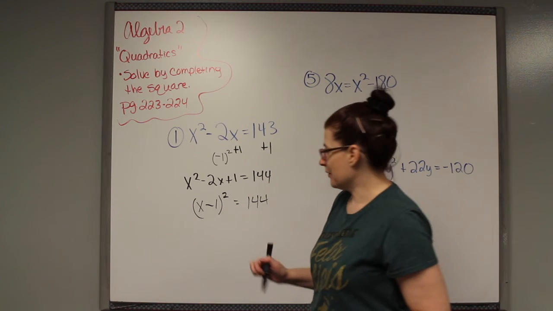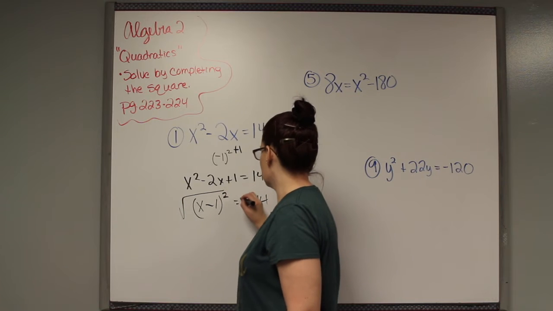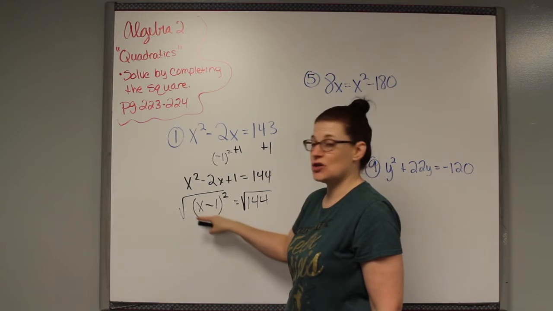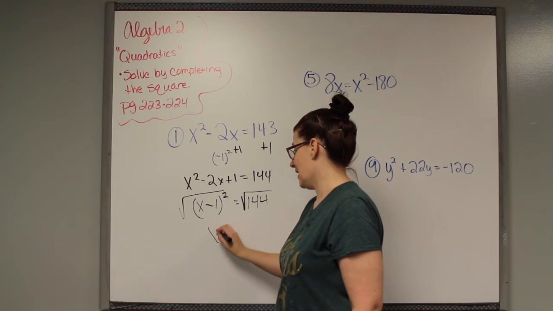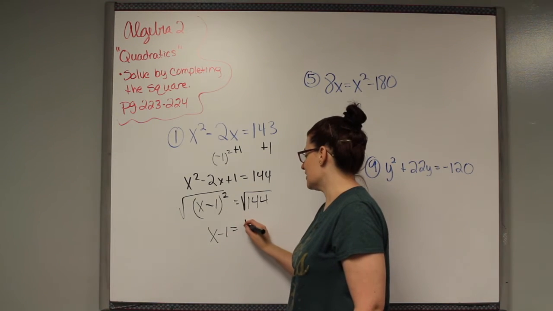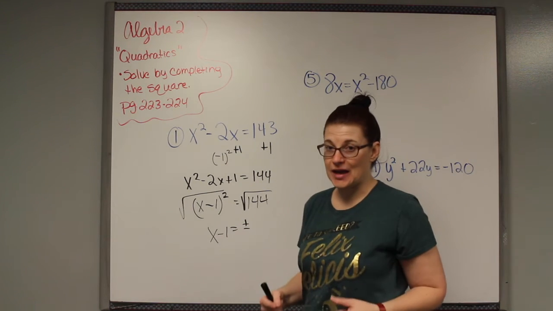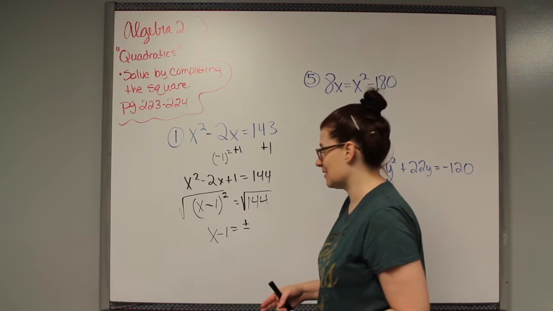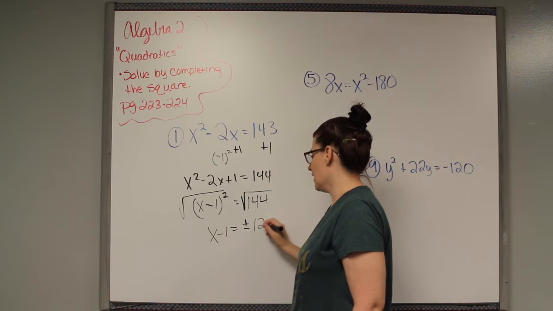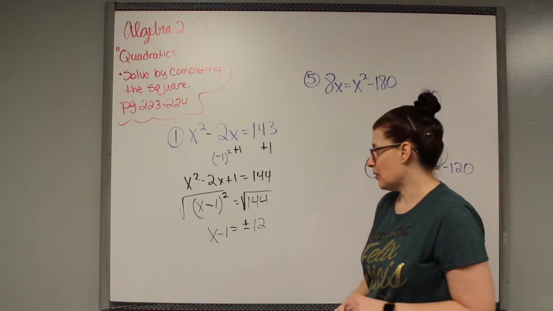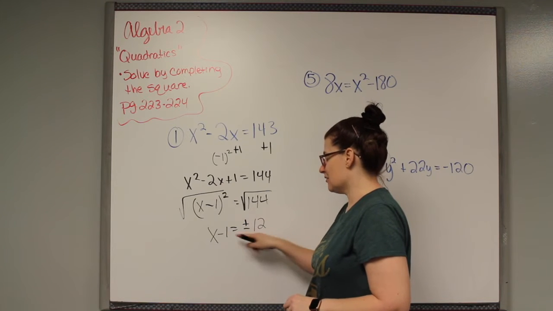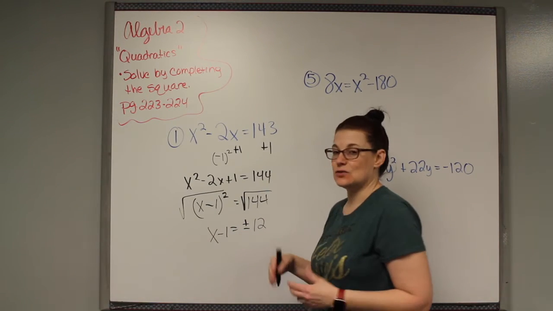Then we take the square root of both sides. The square root of this is always going to be just what's in the parentheses. So that's just going to be an x minus 1. And the square root of this is always going to have a plus and minus, because 2 negatives can make a positive and 2 positives can make a positive when multiplying. So the square root of 144 is 12. Now, all we've got to do is solve both of those equations. You have to solve x minus 1 equals +12 and x minus 1 equals -12.